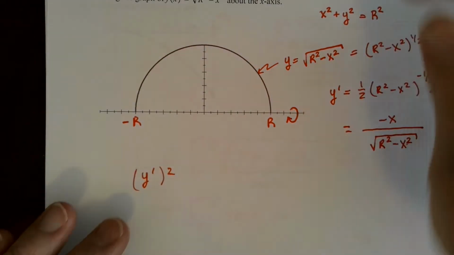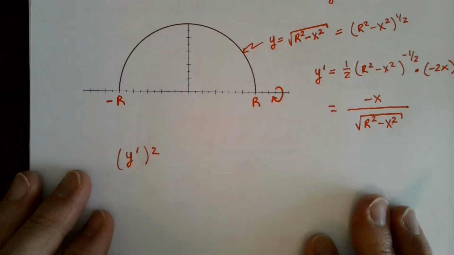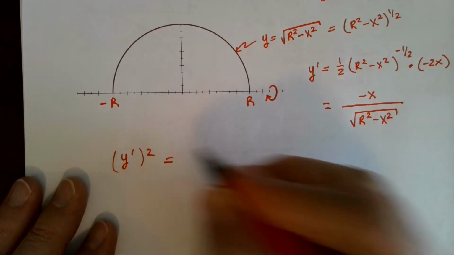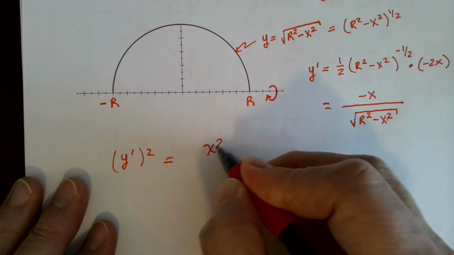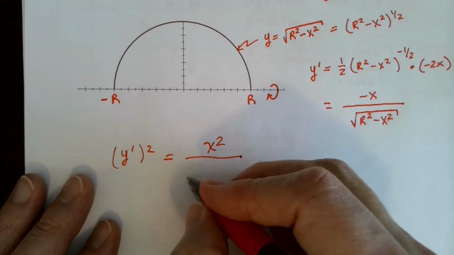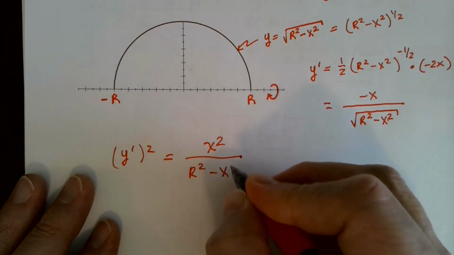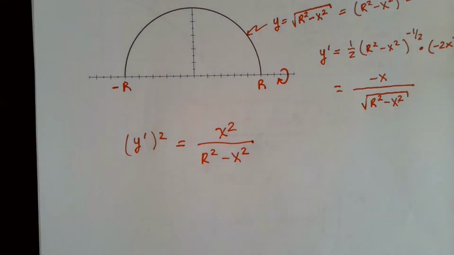That's what I need in this surface area integral. If I square negative x, I get positive x squared. And if I square the bottom, hey, that's pretty easy. Squaring the square root just gives me r squared minus x squared. Okay. So now we're ready to do our surface area integral.